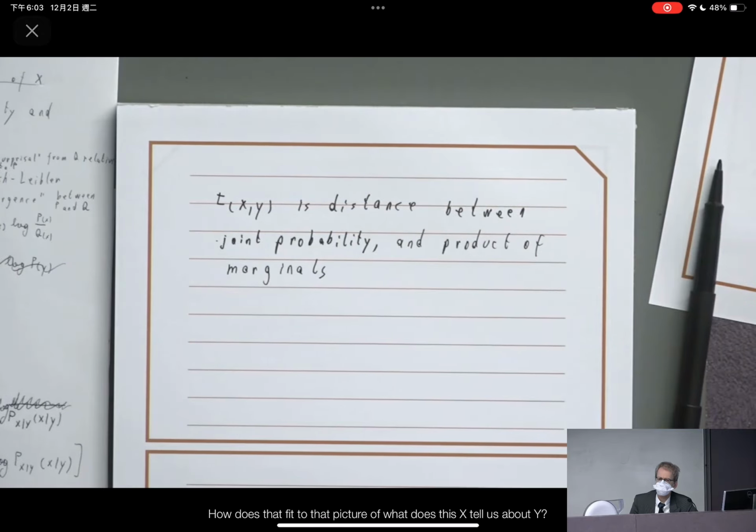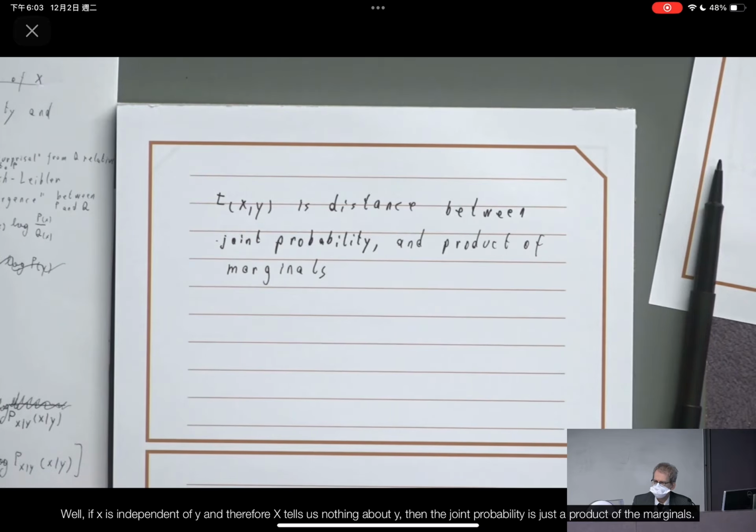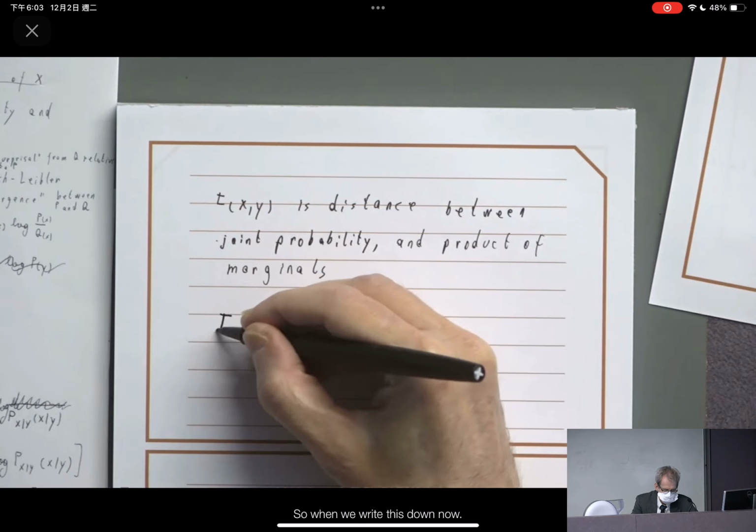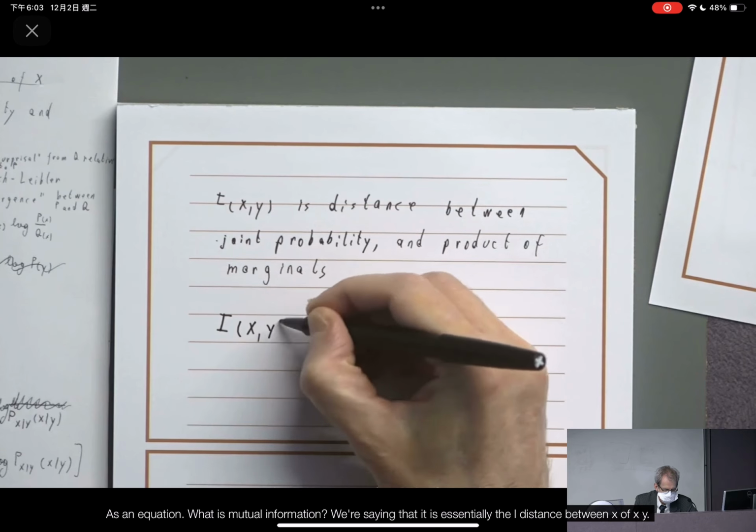How does that fit to the picture of what x tells us about y? Well, if x is independent of y, and therefore x tells us nothing about y, then the joint probability is just the product of the marginals. And so if these two things are in complete agreement, then we would say there is zero mutual information between the two.